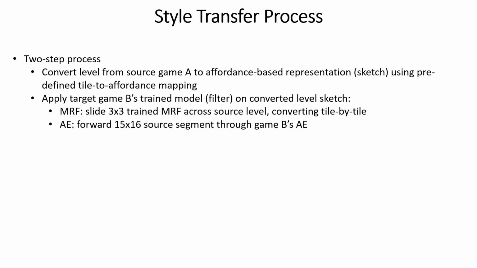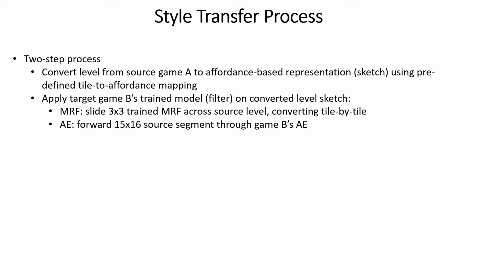So how do we do style transfer using these models? Well, the first step is the same for both. We convert the level from the source game A to the affordance-based sketch representation using the predefined tile to affordance mapping. This is done manually since this mapping is deterministic. In the second step, we apply either the target game's MRF or autoencoder on the converted level. In the case of the MRF, the Markov random field, we slide the 3x3 window across the source level, converting the center tile as we move along.